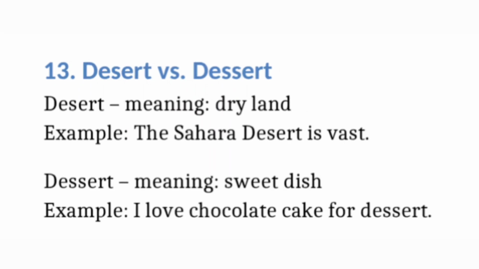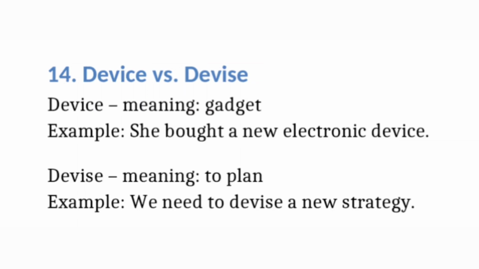13. Desert versus dessert. Desert, meaning dry land. Example: the Sahara Desert is vast. Dessert, meaning sweet dish. Example: I love chocolate cake for dessert.